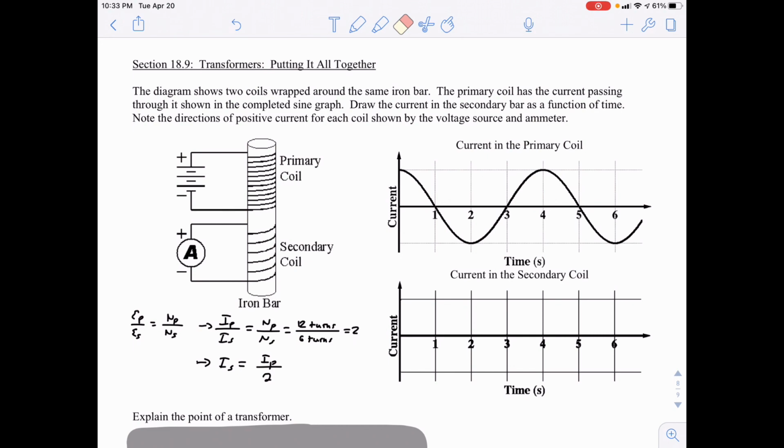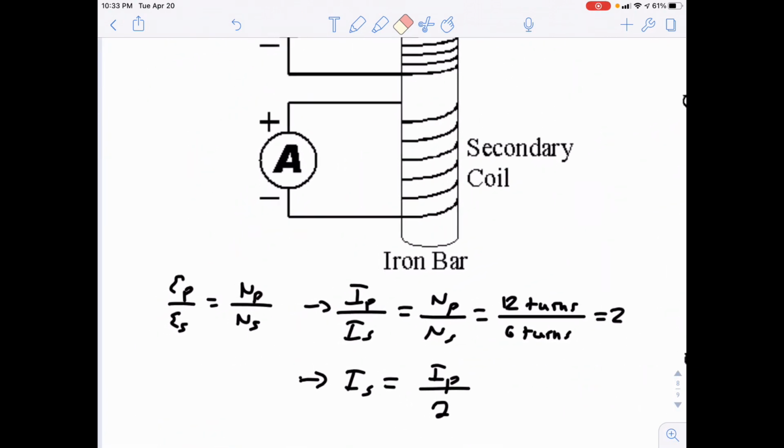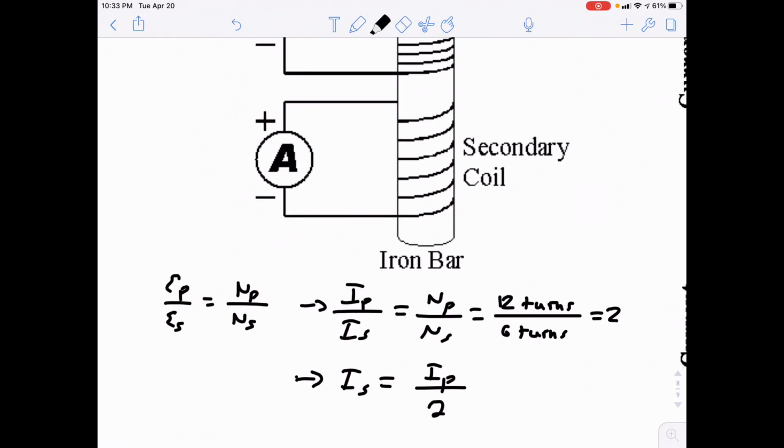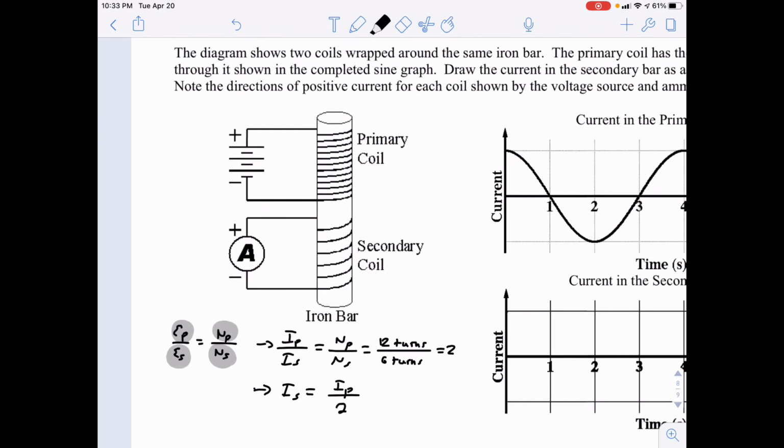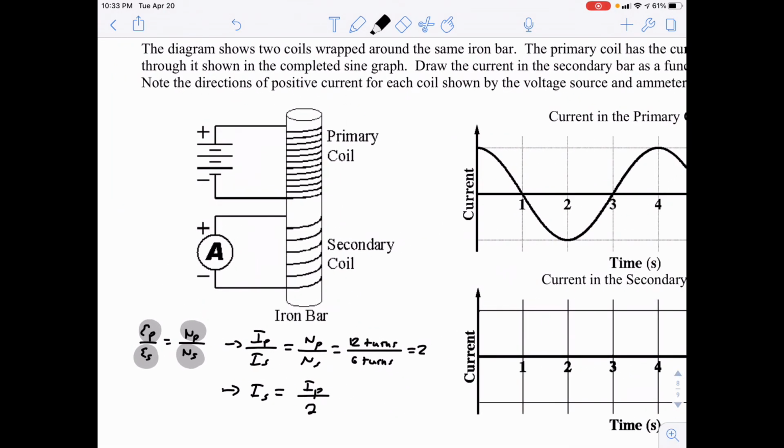Well, here's what we know. The primary EMF is related to the secondary EMF in terms of the number of turns. It's related directly to the number of turns, the primary number of turns versus the secondary number of turns. Now, if you count, you'll see that there are 12 turns in the primary coil and 6 turns in the secondary coil, which means there's twice as many turns in the primary coil.